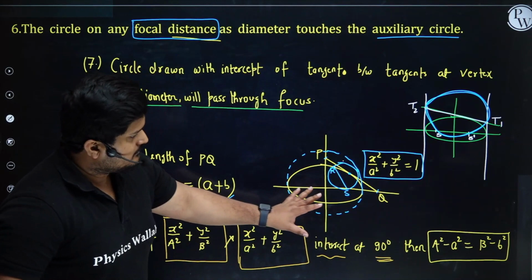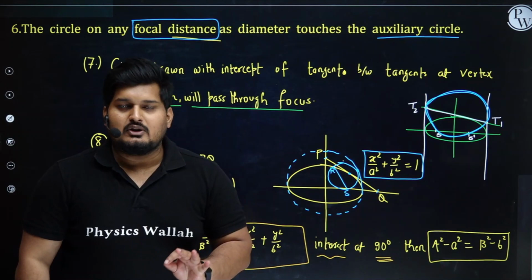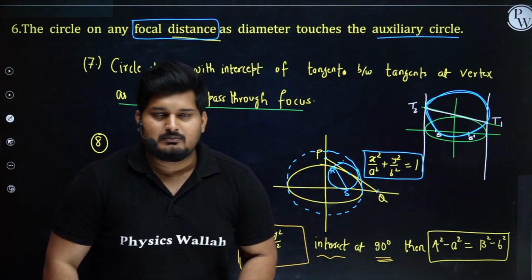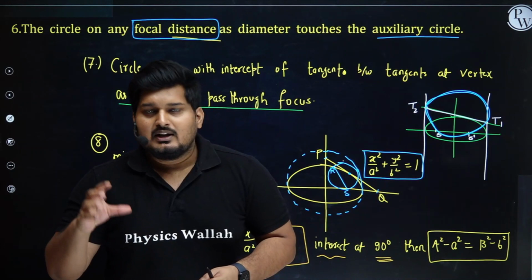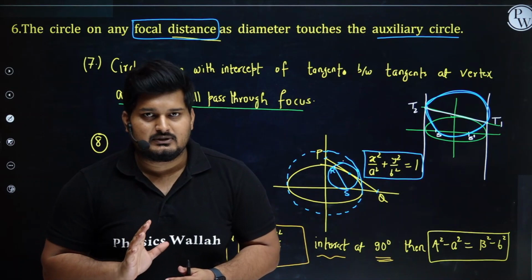This is a property. You can prove it also, because R is a general point, so you can take it as a parametric point. Then S is the focus. So write the circle in diametric form and solve it with your auxiliary circle. You will see that you have only one point in common. Now, what you have to remember from here is what exactly the questions will be. It will be given in the exam that a circle has been drawn and it is touching a fixed curve. In the options you have to look for the equation of the auxiliary circle, that is, the fixed curve will be the equation of the auxiliary circle for that ellipse. Okay, so this is one property.